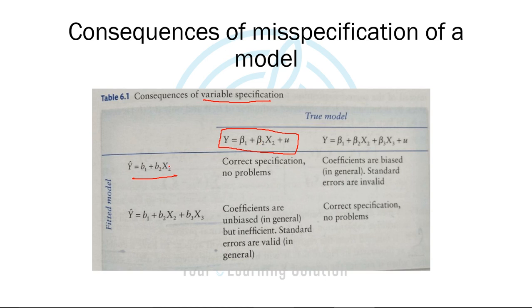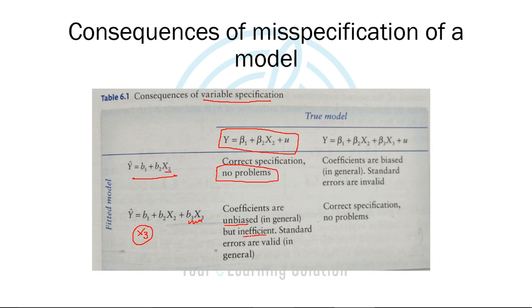Okay, now in this case we are including the same only one variable, that is x2, and it's a correct specification, so we'll have no problems in this particular case. But what happens if I include an extra variable? Okay, so in this case I'm including x3 as well, and I'm sort of overfitting this model. So in this case the coefficients will continue to be unbiased, but they'll become inefficient.